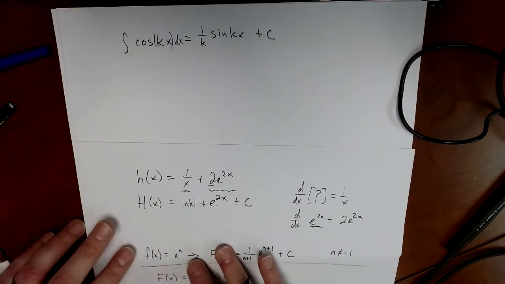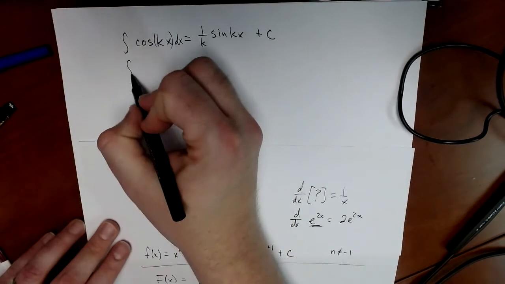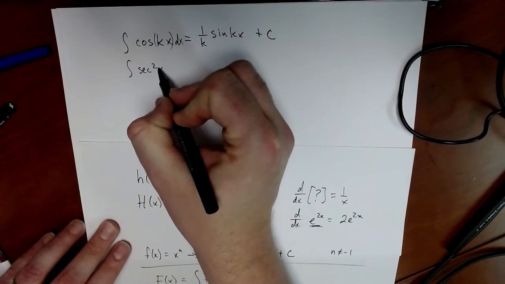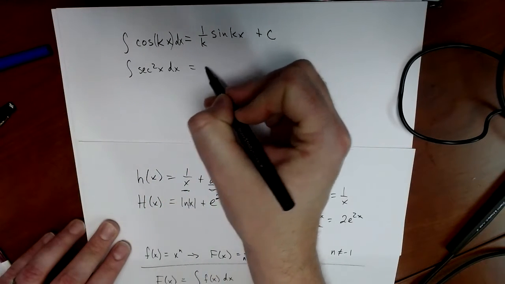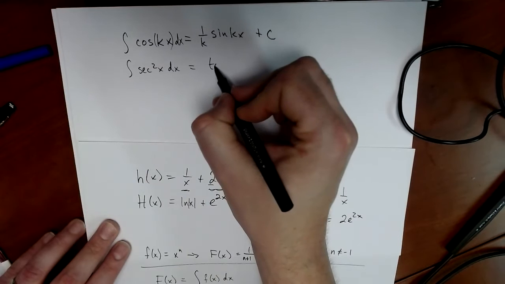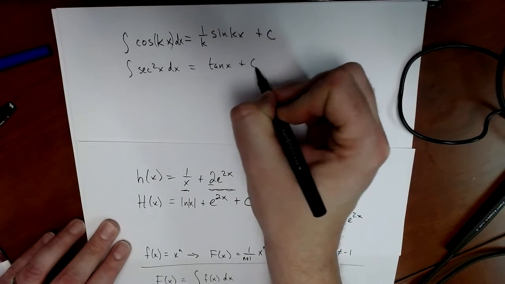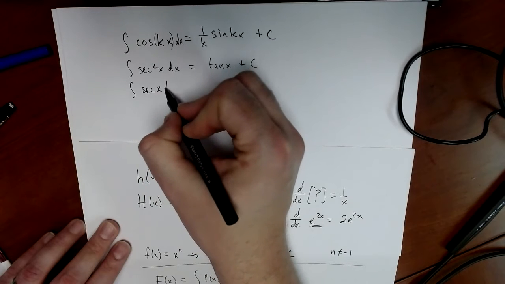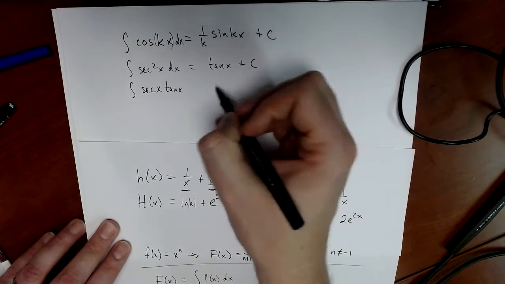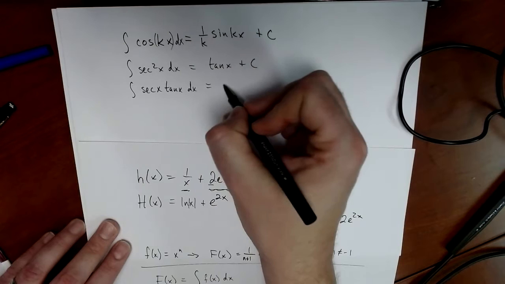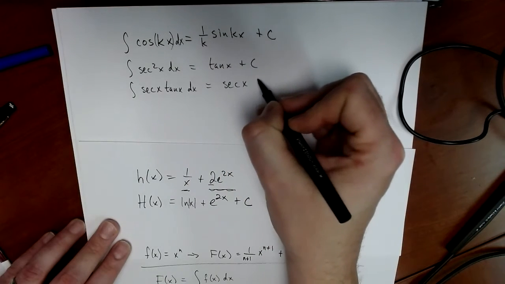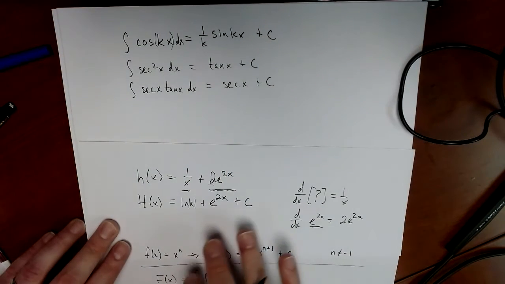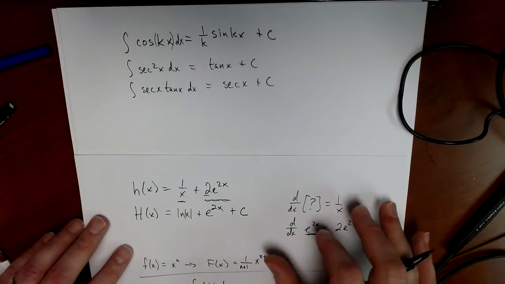And so for each of our trig formulas, the antiderivative of secant squared x with respect to x is just going to be tangent x plus c. The antiderivative of secant x tangent x with respect to x is just going to be secant x plus c. And so we've got a bunch of these. I'm not going to go through them all, but let me see.